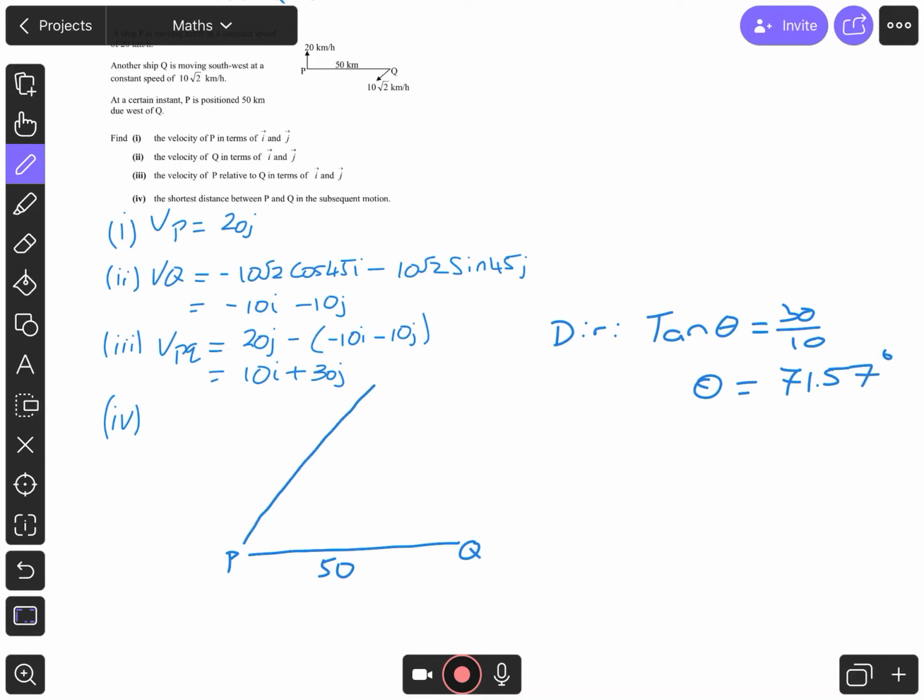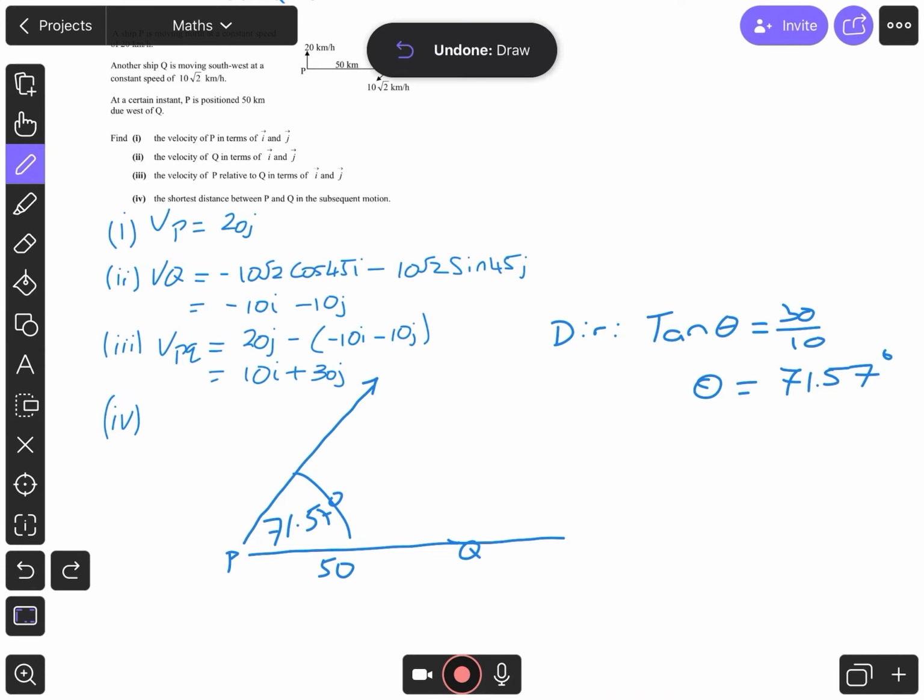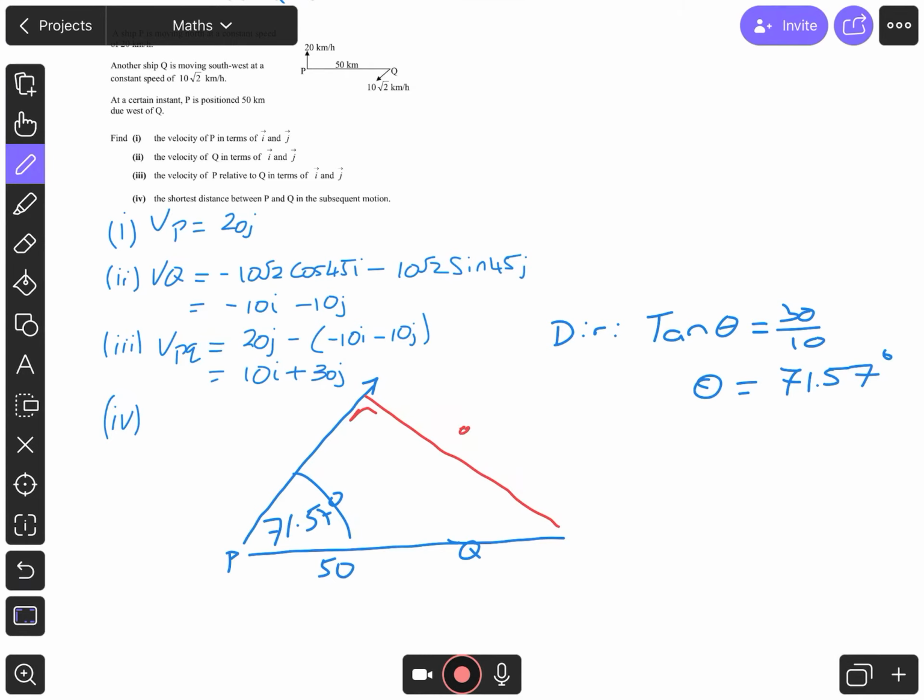So when I draw in this second line, I have 71.57 degrees. I am looking for the shortest distance. So to find my shortest distance, what I really want is to finish off this triangle, but I want to end up at 90 degrees to this line here. So let's just say that that's 90 degrees. I'll make that Q line a little bit longer. So there's my 90 degrees. I want to find the length of this bit here.